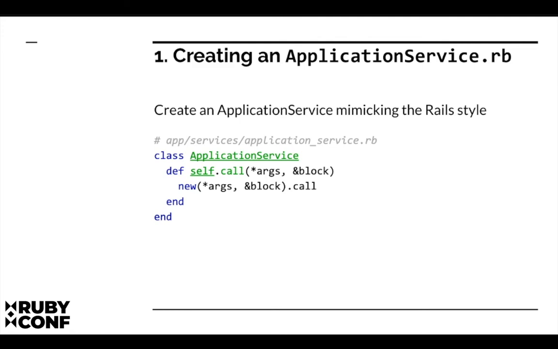So in the app/services folder, we create a new class, application service. And the code for application service is fairly simple. It's simply this. It's self-explanatory, isn't it? If it isn't, I'll explain what it does. If you call on this class, it will create a new instance of the class and then pass it the arguments that you passed on it. Let's see how that works.